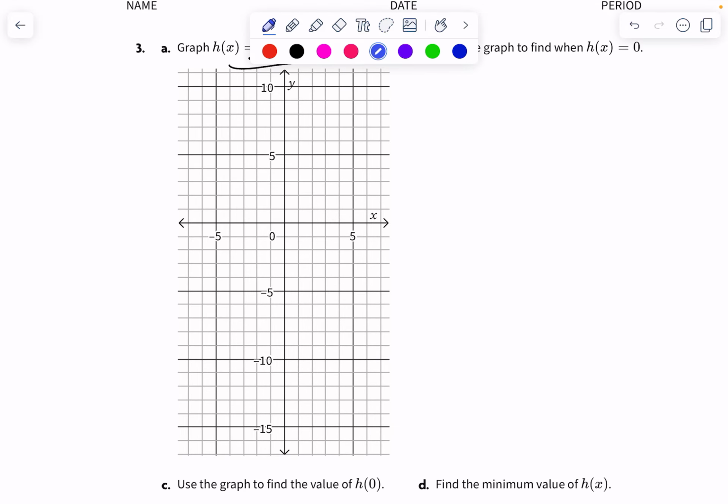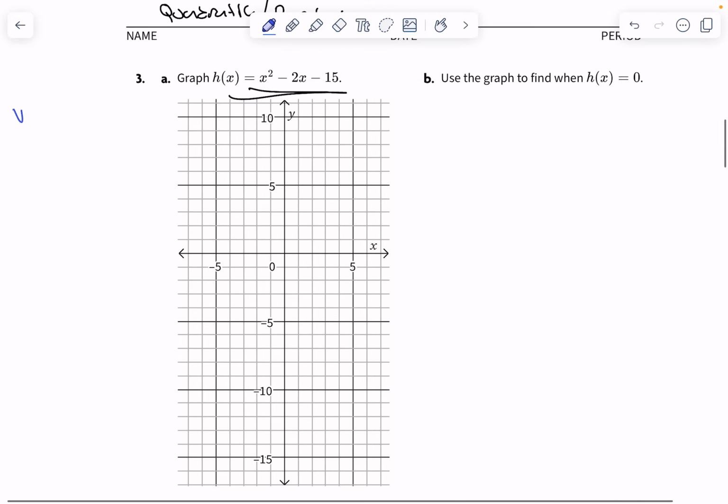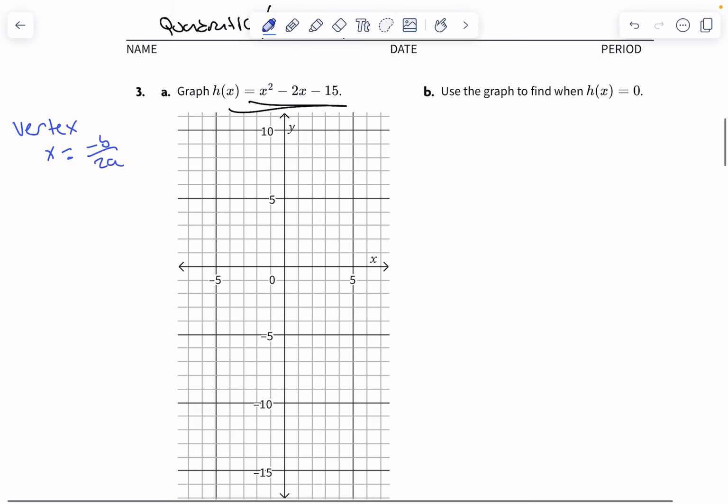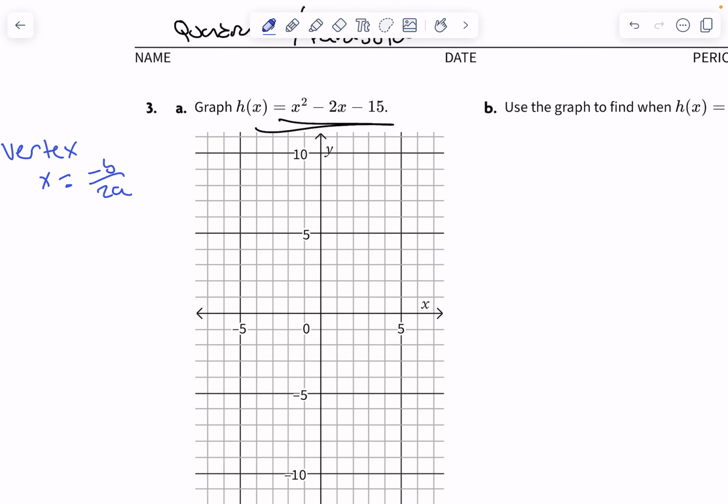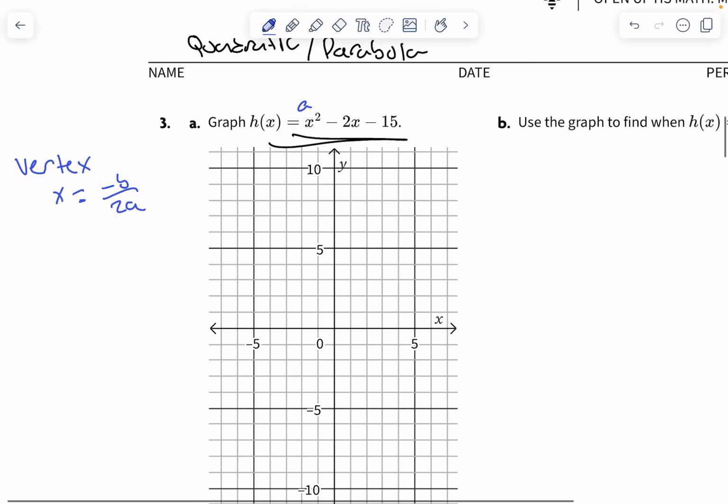So let's talk about our vertex. My vertex, my x coordinate, is equal to negative b over 2a. Again, this is in standard form. So let's figure out, this is a, this is b, this is c. What is a? A is equal to 1. B is equal to negative 2. And then c is equal to negative 15.